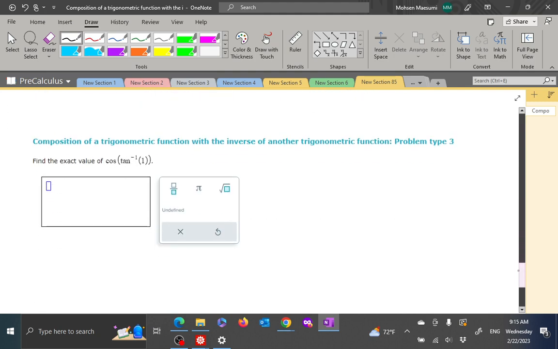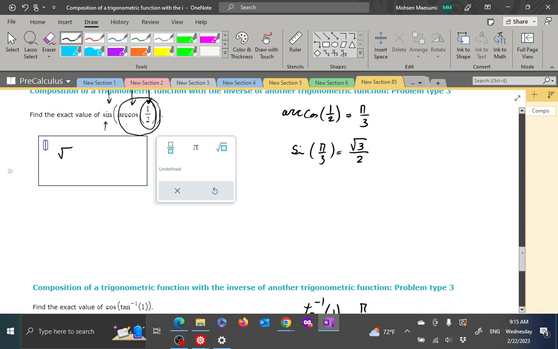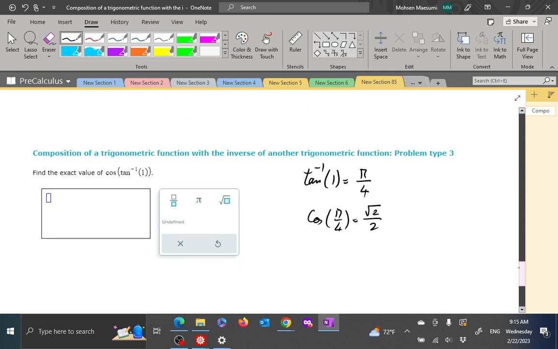And cosine of tangent inverse of 1. Well, what is tangent inverse of 1? The angle whose tangent is 1 is pi over 4. And now we are asking what is cosine of pi over 4? Well, cosine of pi over 4 is radical 2 over 2. Did I answer this one? Sorry, radical 3 over 2. And this one, radical 2 over 2. Do we have another one?